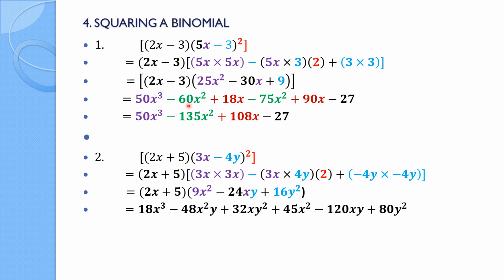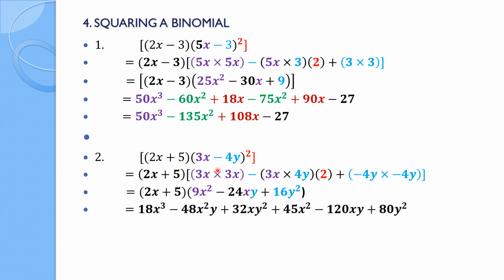There, as you can see, I have two sets of like terms. So minus 60 minus 75 gives me minus 135x squared. 18x plus 90x gives me 108x. So my final answer here: 50x cubed minus 135x squared plus 108x minus 27. So if I mark this in exam, 1 mark for getting all three of those terms correct. Then 1 mark for each of the three that is correct there. And then another 2 marks for adding the like terms. So that would be 5 marks in exam.